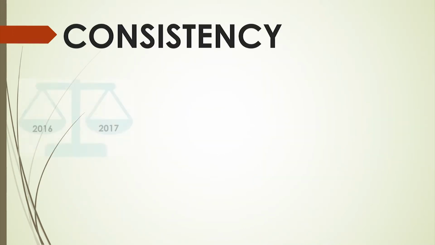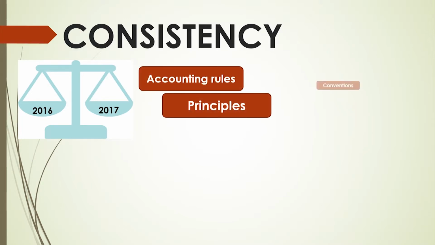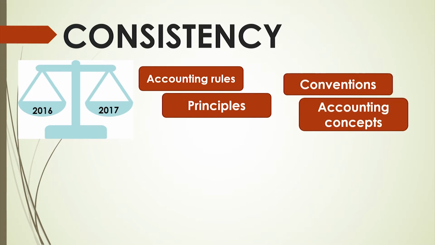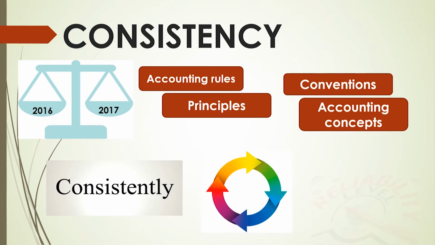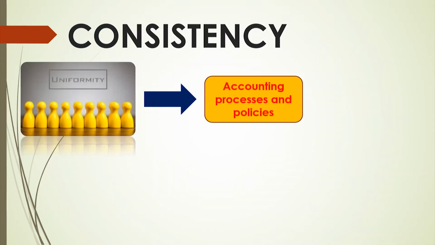To compare the results of different years, it is necessary that accounting rules, principles, conventions, and accounting concepts for similar transactions are followed consistently and continuously. Reliability of financial statements may be lost if frequent changes are observed in accounting treatment. According to this concept, there should be uniformity in accounting processes and policies from one period to another.